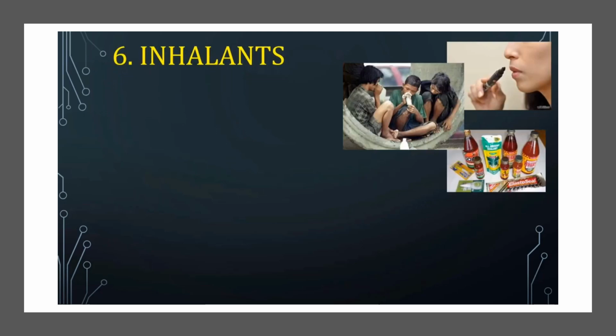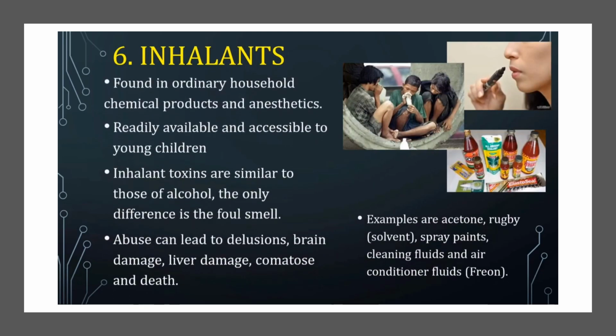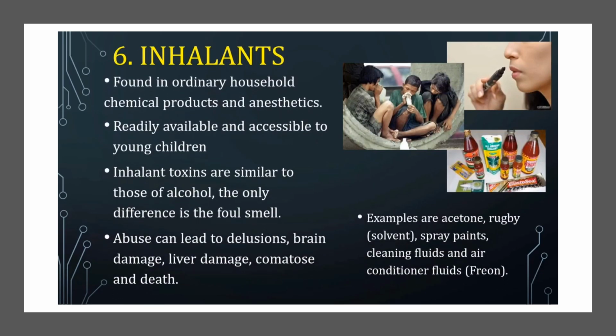Next one is inhalants. Inhalants are found in ordinary household chemical products and anesthetics such as acetone, rugby, spray paints, cleaning fluids, and air conditioner fluids. These are readily available and accessible to young children. Inhalant toxins are similar to those of alcohol. The only difference is the foul smell. Abuse can lead to delusions, brain damage, liver damage, coma, and death.